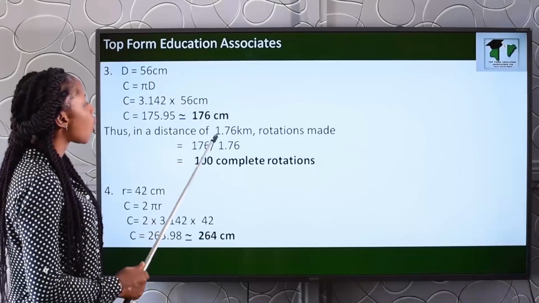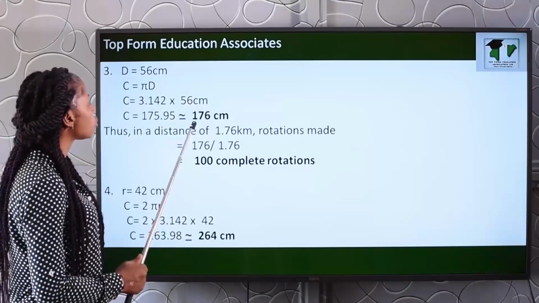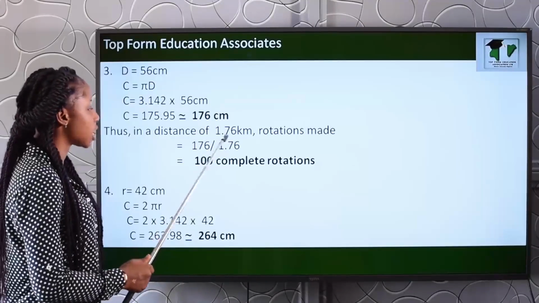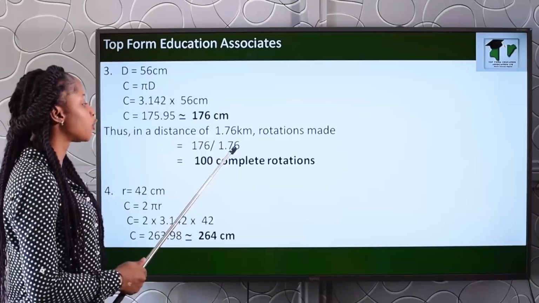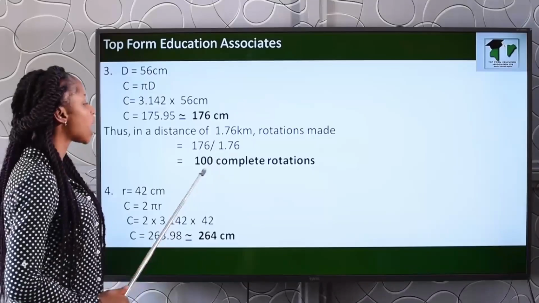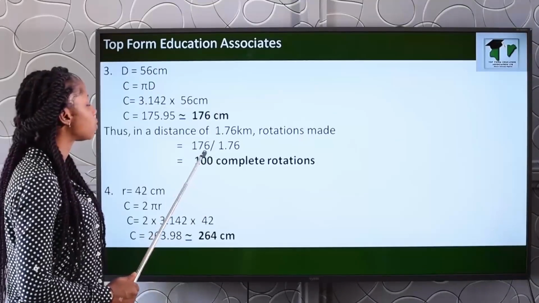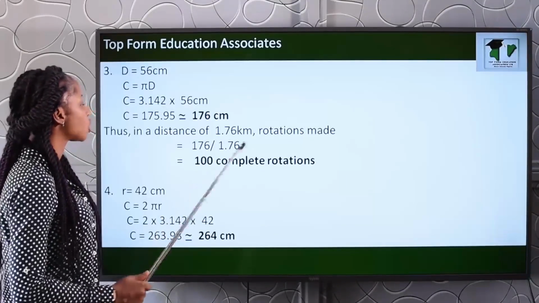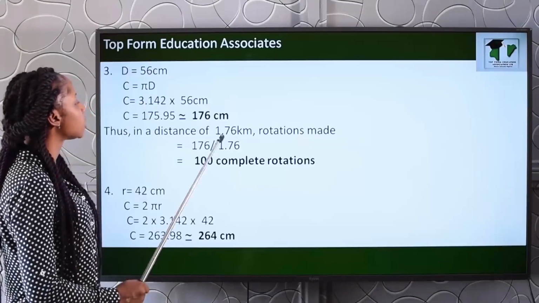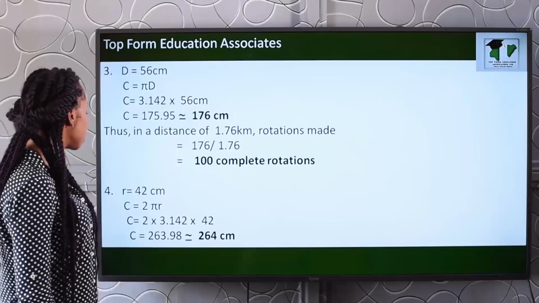Thus, in a distance of 1.76 kilometers, the rotations made will be the distance over 176 centimeters, which is the circumference. Therefore, in a distance of 1.76 kilometers, we have 100 complete rotations, because if you divide 176 by 1.76, you have 100. So 100 complete rotations will be made in a distance of 1.76 kilometers, given the circumference of 176 centimeters.